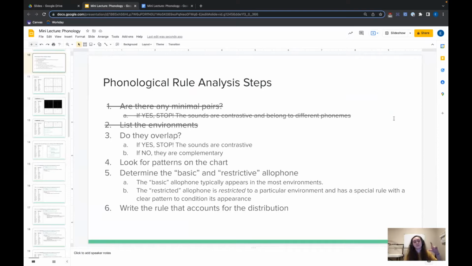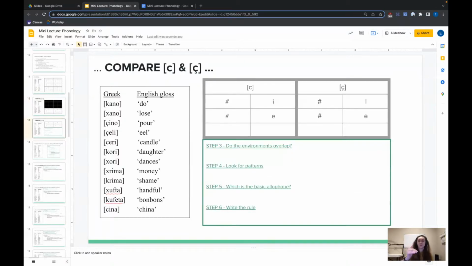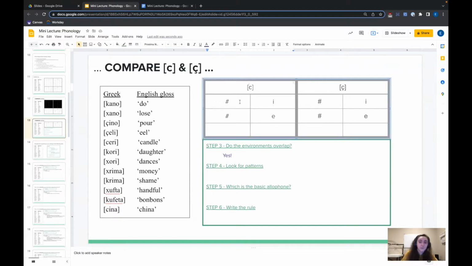And now we're pretty much going to do steps 3 through 6 for each set one at a time. First, we're going to compare the two palatal sounds represented by the C and the C with the little curl at the bottom of it. So we're going to ask ourselves all of these questions. So first, do the environments overlap? Well, yes, they do. In fact, they show up in completely identical environments. In both cases, we find it at the beginning of a word followed by this E sound, and then at the beginning of the word followed by this eh kind of sound.